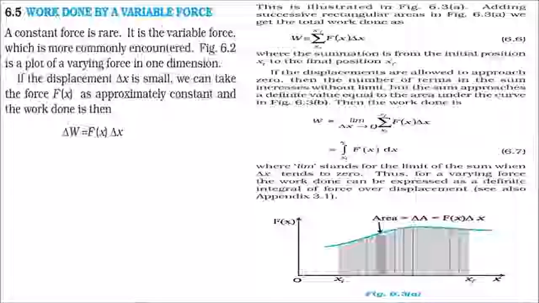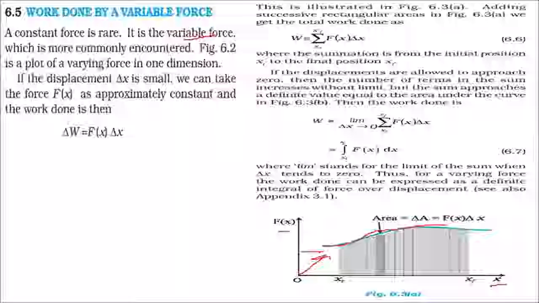Work done by a variable force. If you are assuming that always a constant force is acting, it is not the case. You will get a variable force. So this is a variable force, see, this is Fx, the force with respect to the distance or displacement. Now this force is acting variably, it is not constant. If it would have been constant, then there would have been a straight line like this or this way, but it is varying, so there is a curve. So how to go about this?